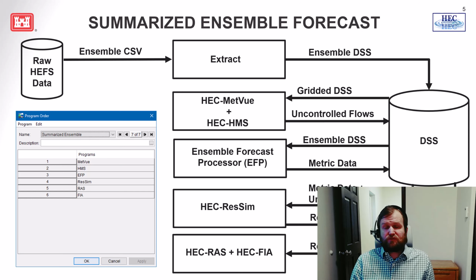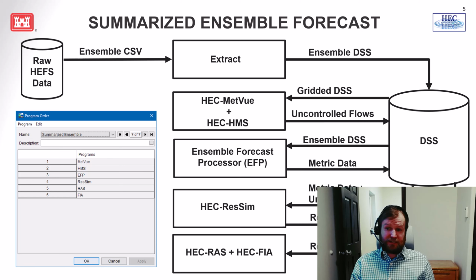So how can this be used within a SWMS forecast? One potential application of the Ensemble Forecast Processor within a SWMS forecast is what we're calling a summarized ensemble forecast. In this example, the HEFS ensemble time series are extracted into the DSS format. At locations where ensemble data is not available, gridded precip data is used as input to METView and HEC-CWMS, which generates uncontrolled flows in the watershed.